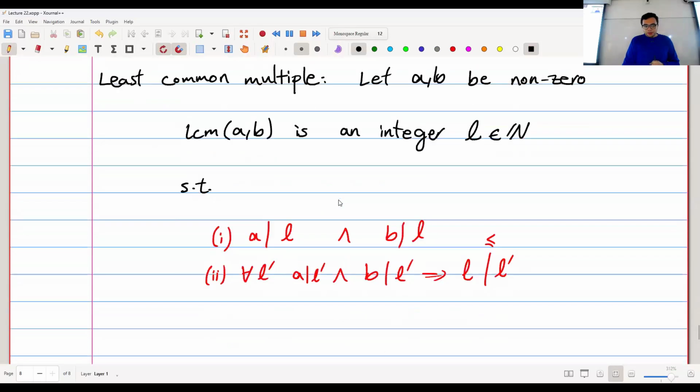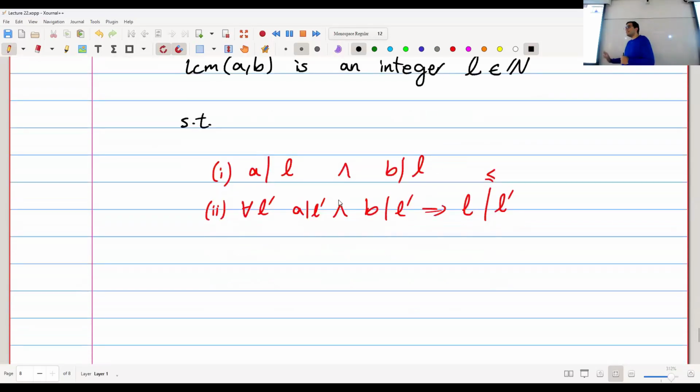I'm not going to go through the theorem for its existence. You can do it. It's kind of similar to GCD. I'm going to give you another theorem, and actually, you can use this theorem to prove the existence of LCM as well. So this is the theorem.